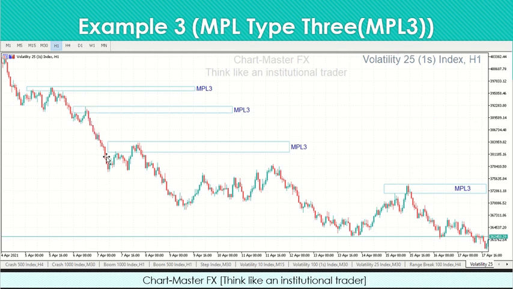In example number 3, you can see we have a price that is dropping and we have a high, then we have a higher high. Example number 4, you can see that we have a drop in price, then we have a high, then we have a higher high. So basically, that's how we can identify the MPL3. This is my favorite, guys. I just love such kind of MPLs.